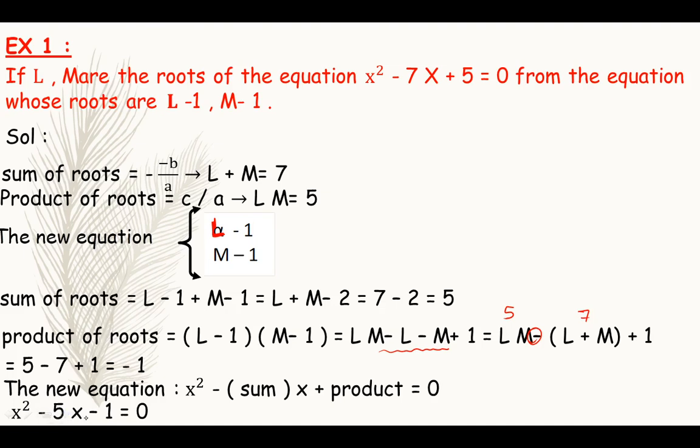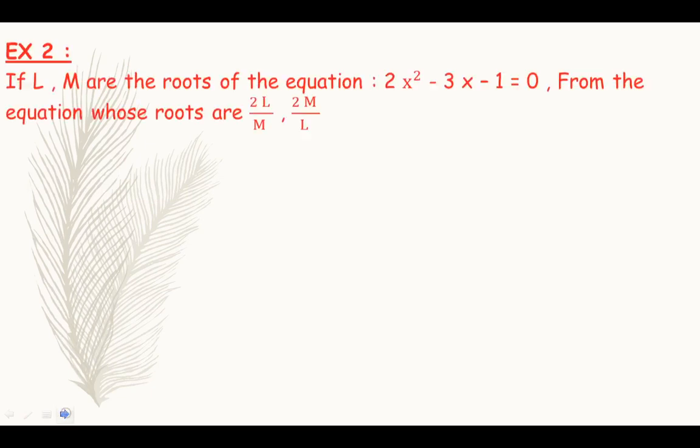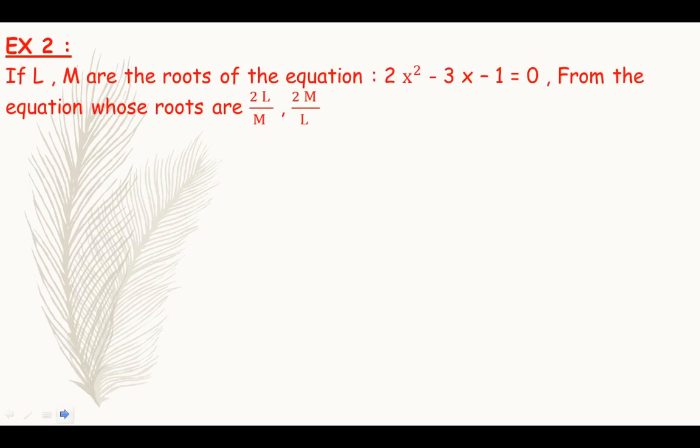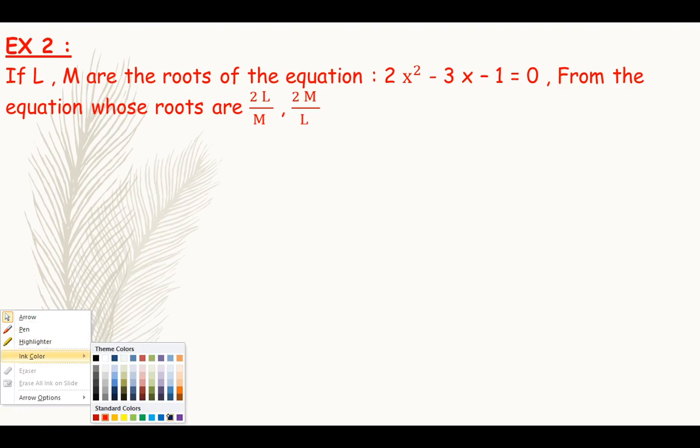Okay, let's go to another example. If L and M are the roots of the equation 2x power of 2 minus 3x minus 1 equals 0, form the quadratic equation, the new equation, whose roots are 2L over M and 2M over L. Okay, let's solve it together. Solution.